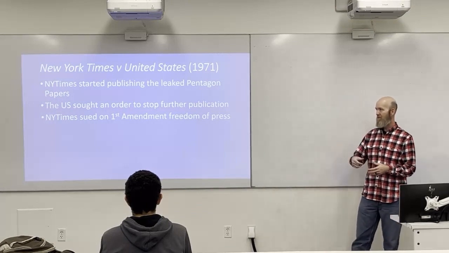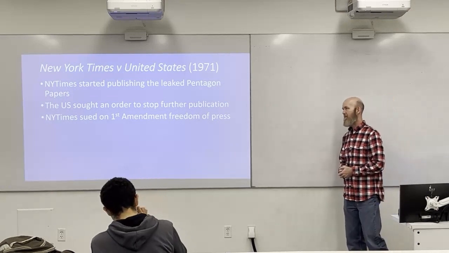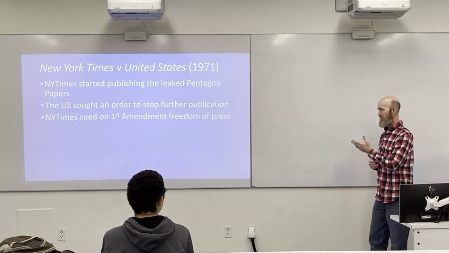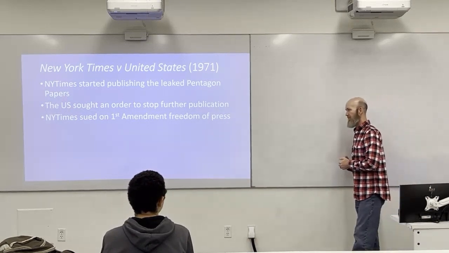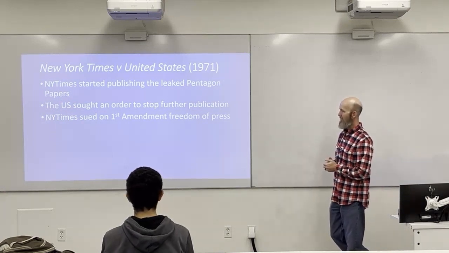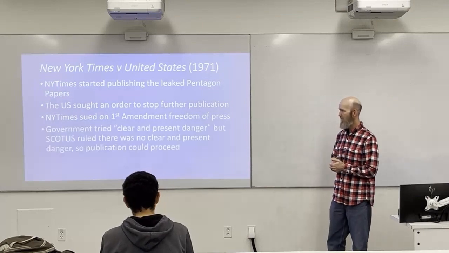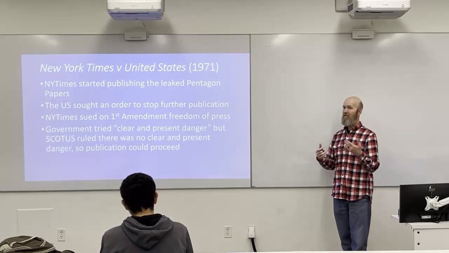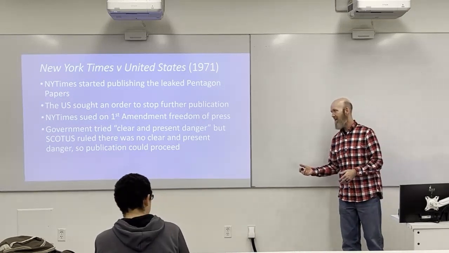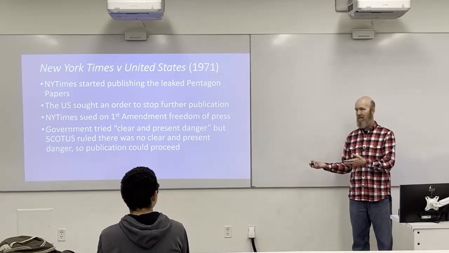Someone leaked the documents to the New York Times, and the New York Times started publishing the documents over a period of time because there were thousands of pages of them. The government sought to get a court order to stop any further publication, and the New York Times sued, claiming their First Amendment freedom of press rights were being violated. So this goes to the Supreme Court. The government tried to claim clear and present danger, just like in the Schenck case, you can't endanger people. They said that by releasing these secret documents from the Pentagon, it was a danger to the troops in Vietnam.